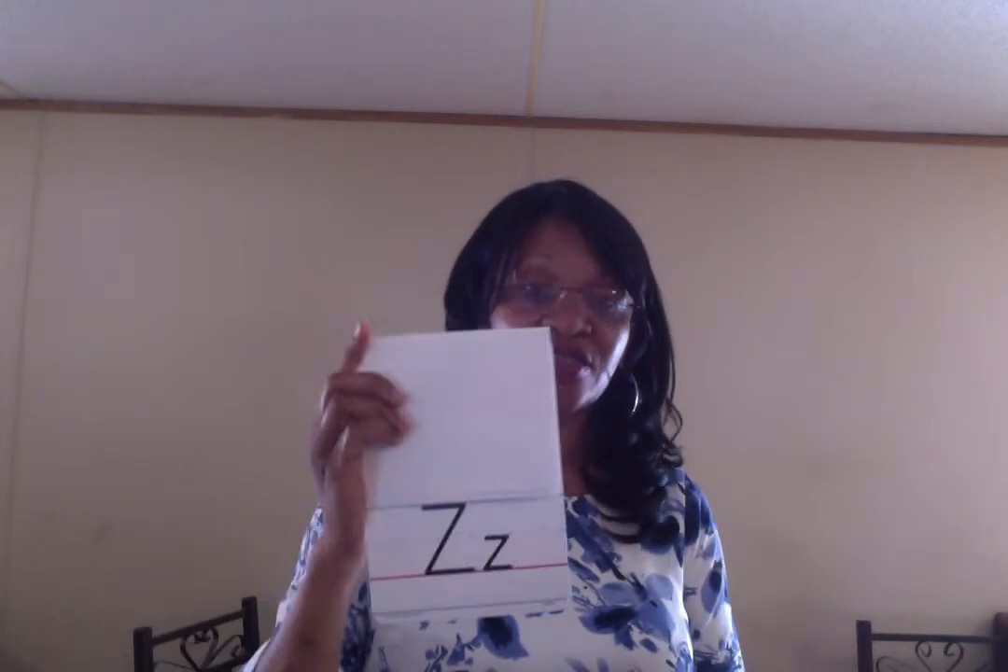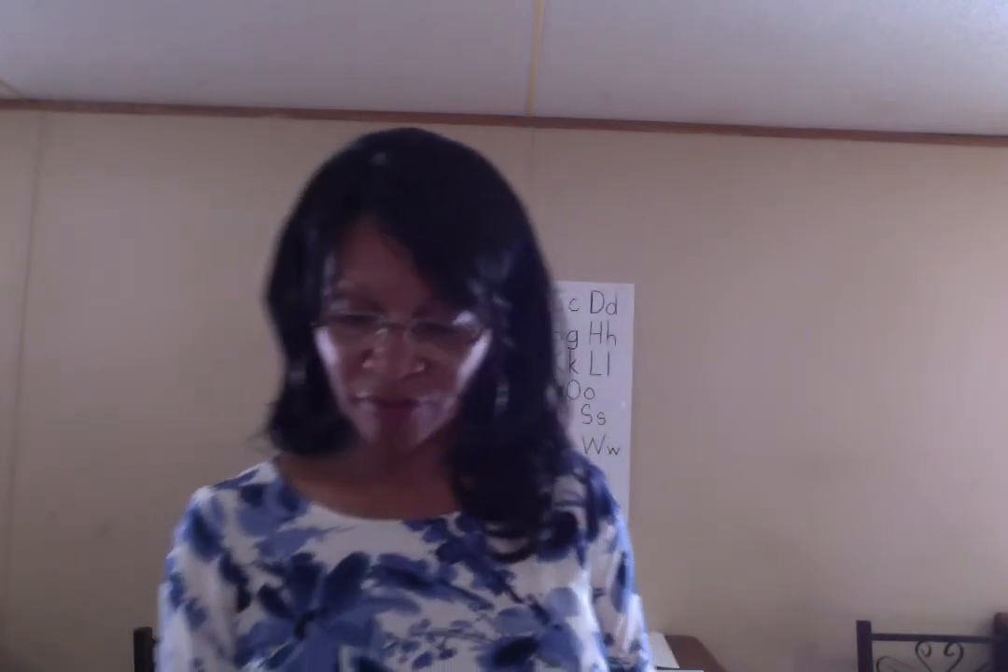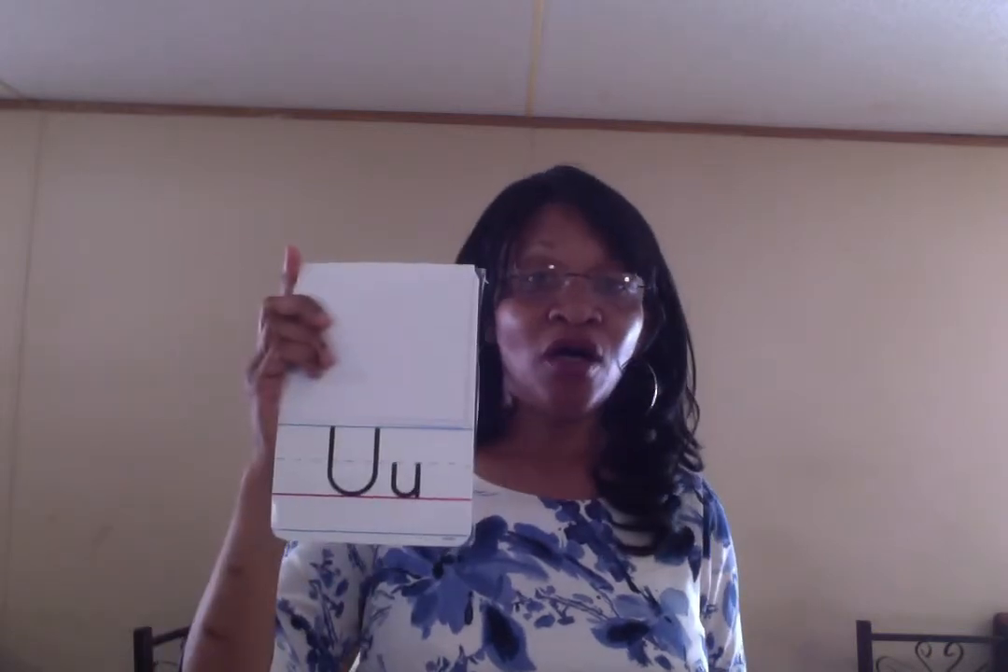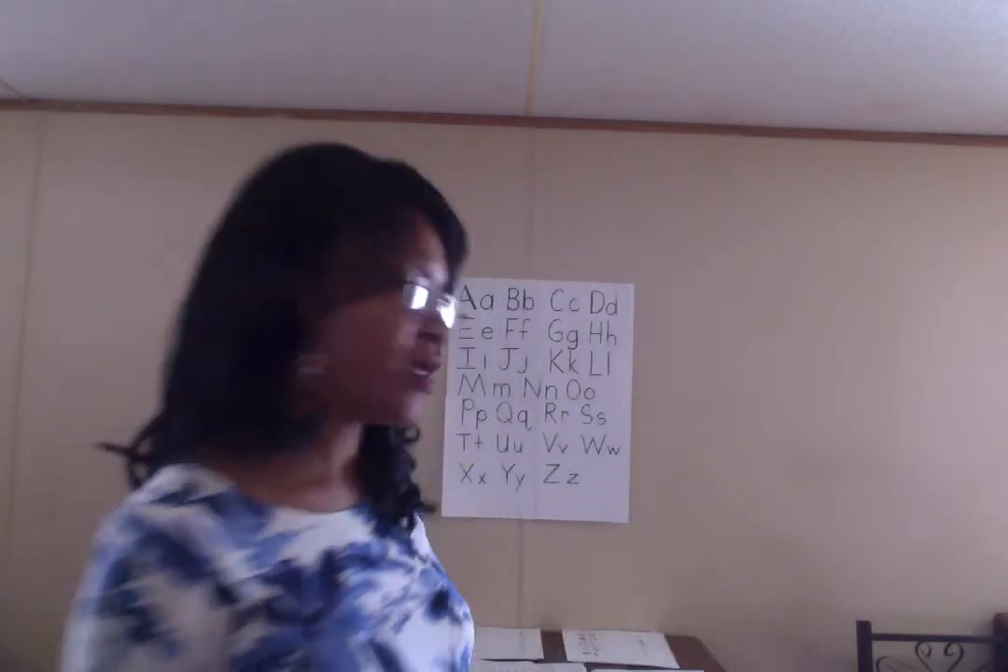And then there's the alphabet Z, Z, zebra. U, umbrella. T, top or tiger. And S, socks. Okay, so that's all of the alphabets.